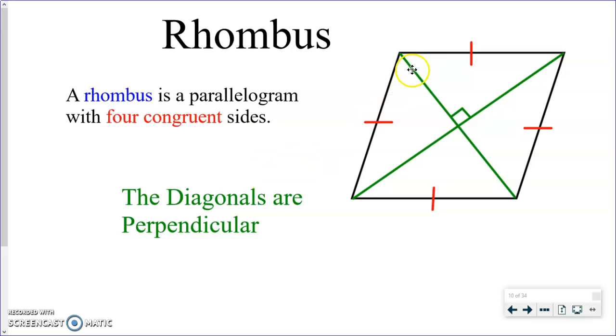All right, one of the special properties that rhombuses have, the diagonals are perpendicular to each other. It's a parallelogram also, so they still bisect each other, but they intersect and make a right angle. That's what perpendicular means.